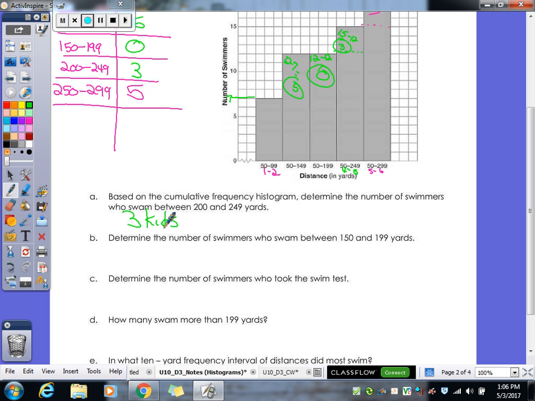And the number of swimmers who did 150 to 199, that's going to be 0 kids, looking up at our chart. How many kids took the swim test again? 20. And if I add up all these numbers here, my total should be 20, and it is, if I add all those numbers up that we just did up there. How many swam more than 199 yards? Well, then I have to add these two together, the 3 and the 5, so that's going to give me 8 kids.